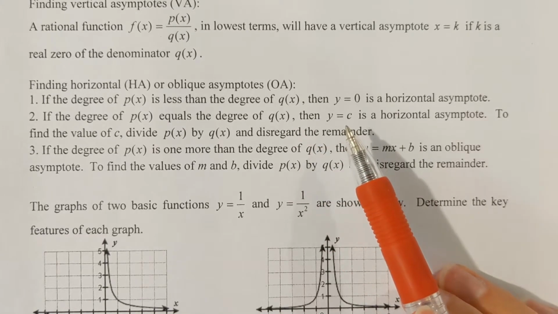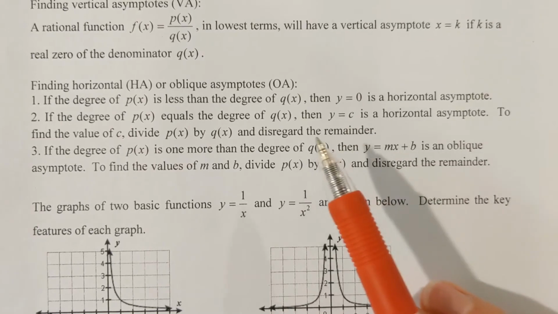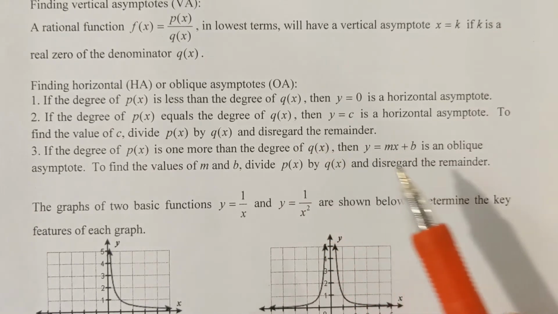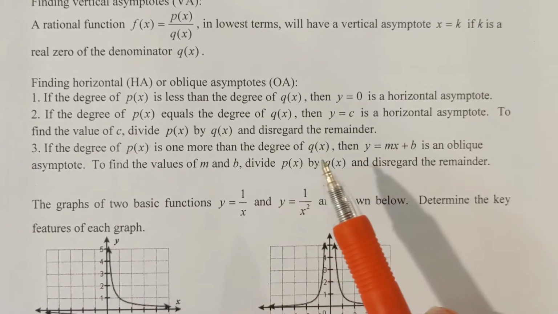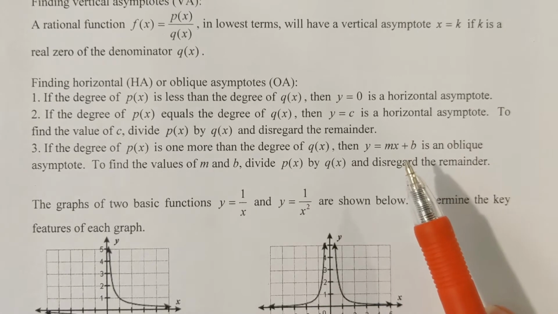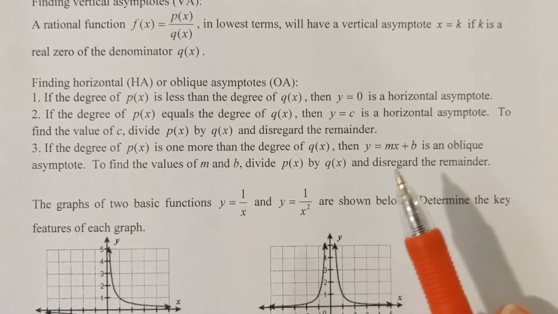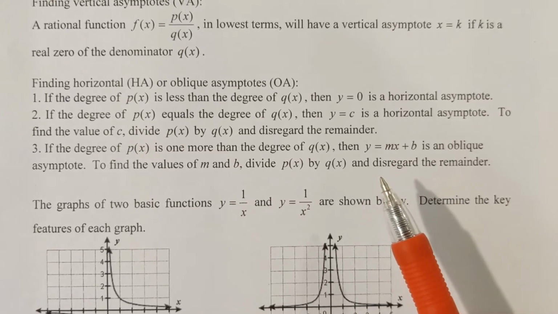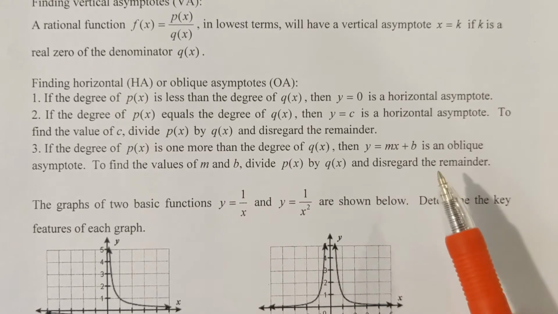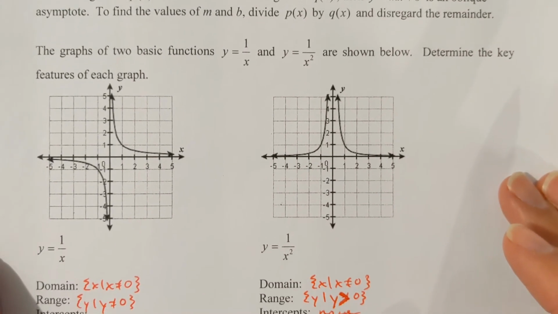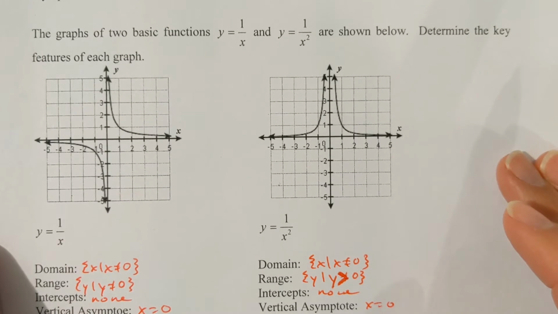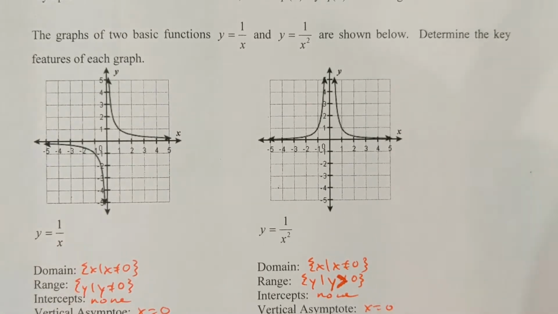It'll be at y equals some other number, and you'll calculate that number through division, and you'll disregard the remainder that comes up. Item 3, if the degree of the top is 1 more than the degree of the bottom, then you're going to have an oblique asymptote, and to find the equation of that slanted boundary there, you're going to again use division and disregard the remainder. There's two options that are presented here for graphing a rational function.